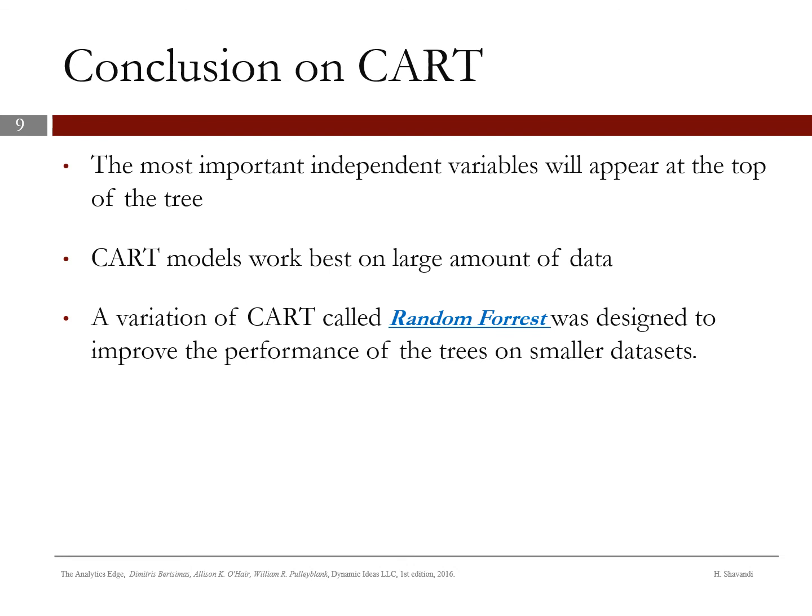We can say the most important independent variables will appear at the top of the tree, okay? And the CART model usually works best on a large amount of data. So for smaller data sets, we have a variation of CART, which is called random forest. Random forest is designed to work better on smaller data sets. So in the next part, we will have the random forest method. Okay, thank you.